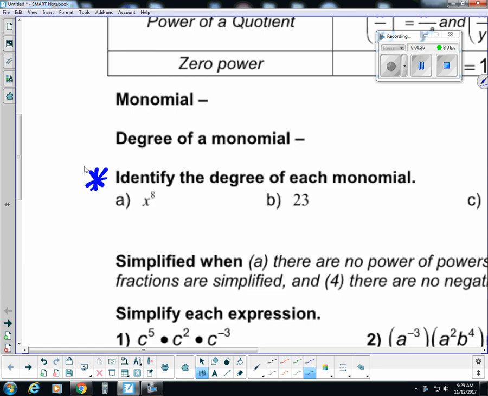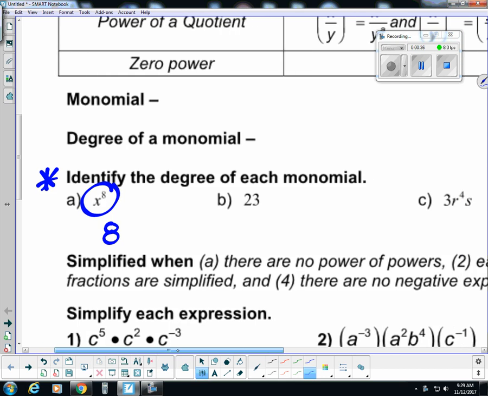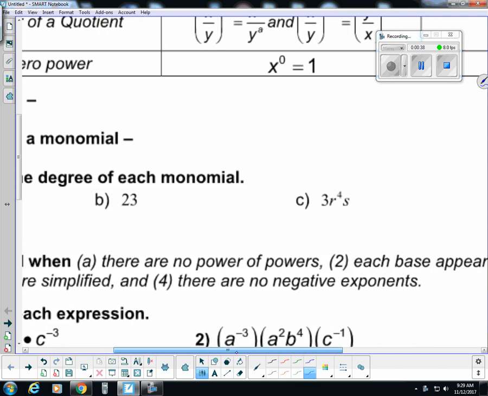of the variables. Okay, so if we look here at part A at x to the 8th, well, the sum of all the exponents there is 8, so my degree is 8. Pretty simple. One variable, whatever that exponent is, that's your degree. Let's skip over to C.